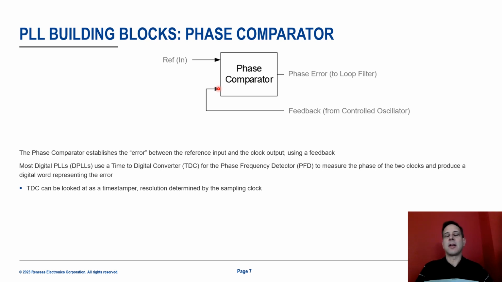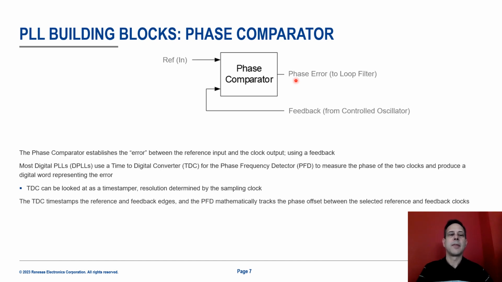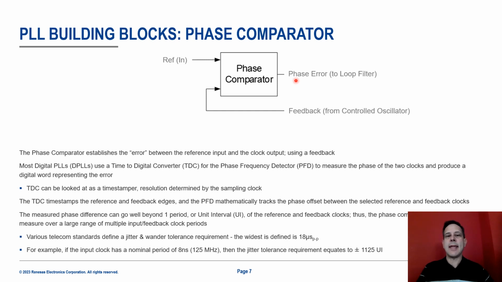Most digital phase lock loops implement this using a time-to-digital converter, or TDC, which timestamps the rising edge of the reference input and the rising edge of the feedback, and takes the difference of that as a digital phase error word and outputs it to a loop filter. The TDC must be able to timestamp both edges and maintain the phase error that might go beyond one period of the reference input. And this is due to jitter and wander tolerance requirements that may need to be established by the phase lock loop.